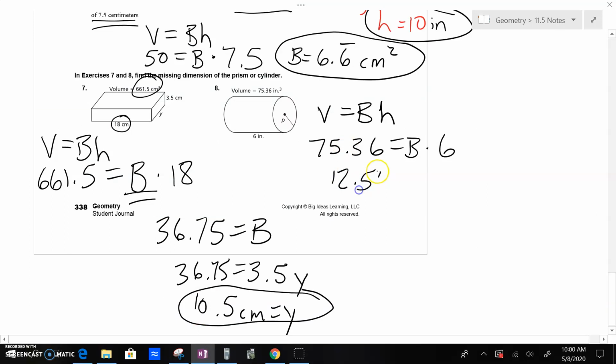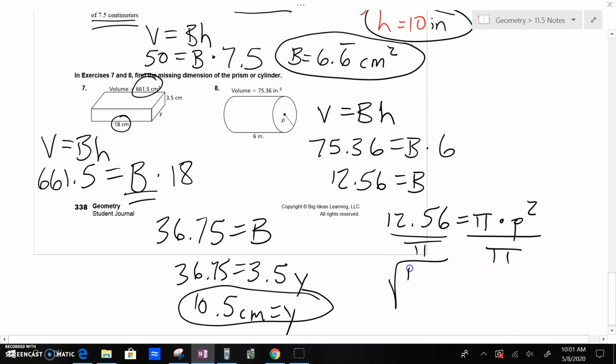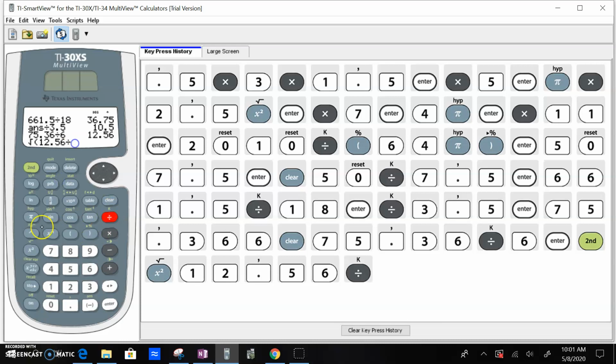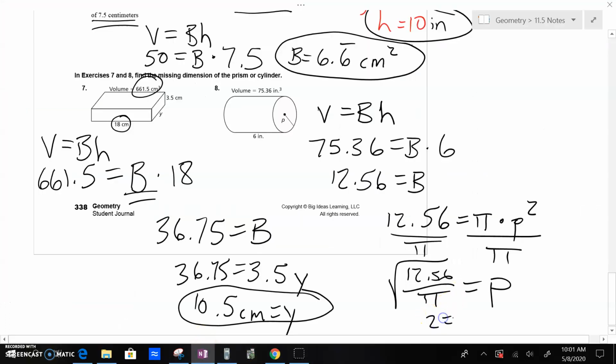So 12.56 is equal to the area of the base. The area of the base is a circle. It's got a radius of p, which is what we're trying to find. So the 12.56 has to equal pi times r squared, which they're calling p, so p squared. So I have to divide by pi and take a square root. So I need to do the square root of 12.56 over pi. So the square root of 12.56 divided by pi, enter, and I've got a bunch of 9s, so let's call that a 2, and that's it. P is 2.